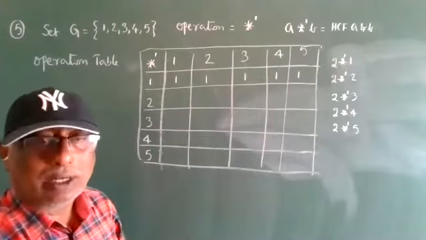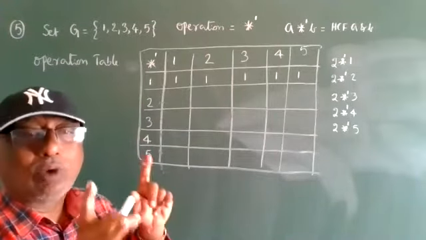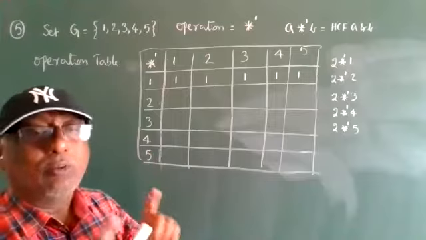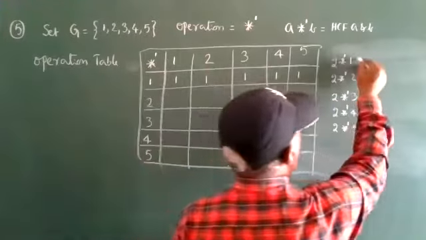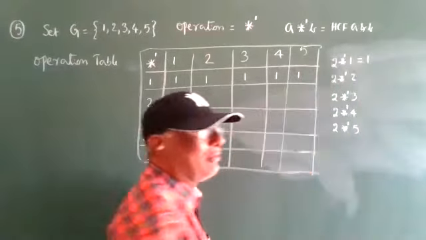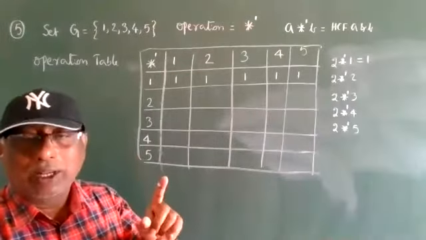2 star 1. What is the common factor? It is 1 only. 2 into 1, 1 into 1. Therefore, the common factor is 1. The HCF of 2 and 1 is 1 only.